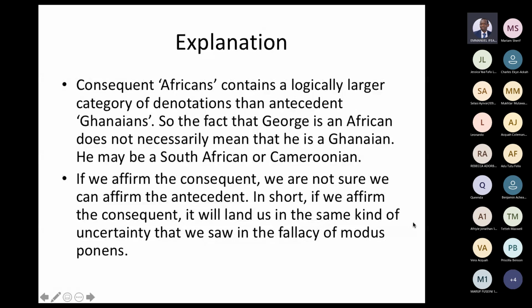Now, the consequent, Africans, contains a logically larger category of denotations compared to the antecedent, Ghanaians. So the fact that George is an African does not necessarily mean he's a Ghanaian. He may be a South African or a Cameroonian. If we affirm the consequent, we are not sure we can affirm the antecedent. In short, if we affirm the consequent, it will land us in the same kind of uncertainty that we saw in the fallacy of denying the antecedent.